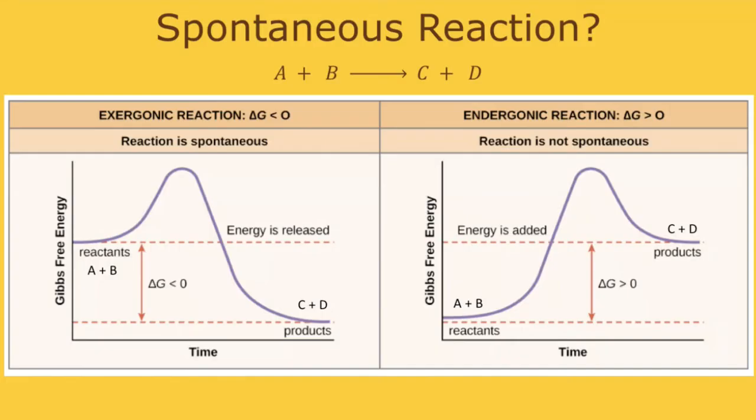This slide shows a reaction coordinate, which is really just a graph of over time what happens to the energy of the reactants and products. We learned that a reaction is spontaneous when delta G is negative.